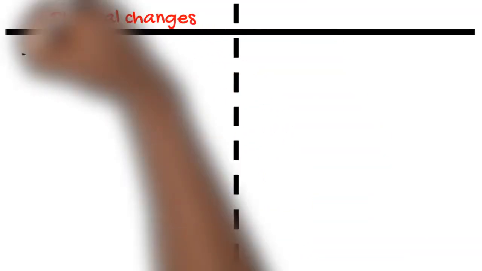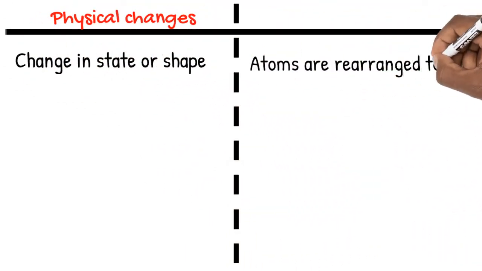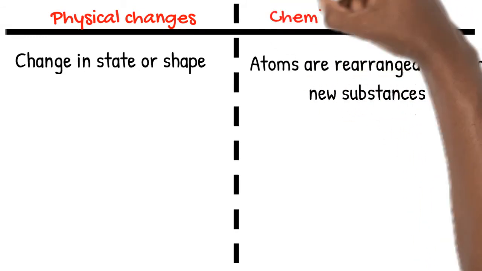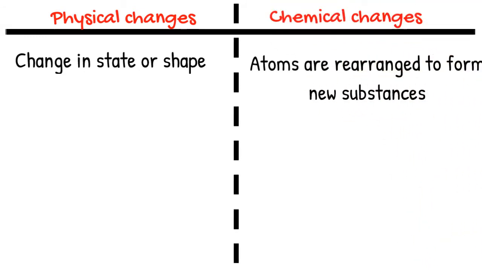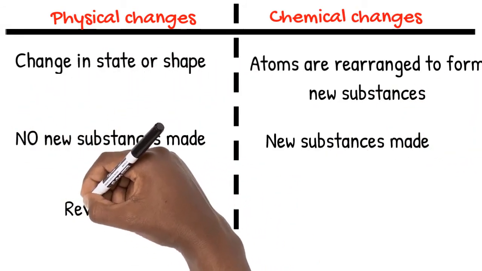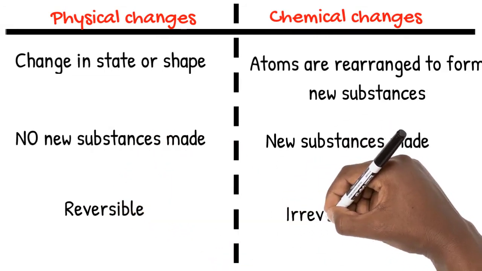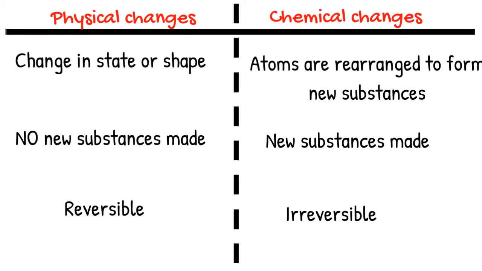In summary, physical changes result from a change in state or shape, whilst the rearrangement of atoms to form new substances results in a chemical change. So new substances are formed during chemical changes and no such thing happens in physical changes. Well, you can get back what you put in during a physical change, but you might as well forget it if you try doing that in a chemical change, because it's nearly impossible to do.